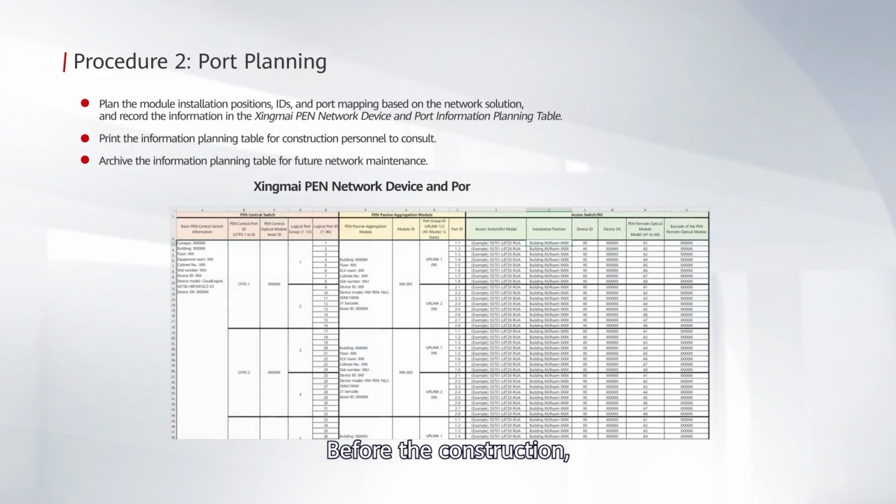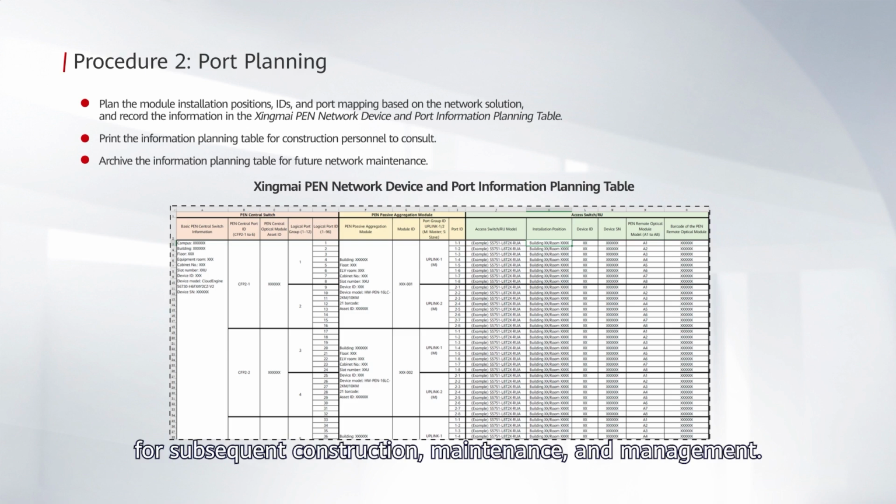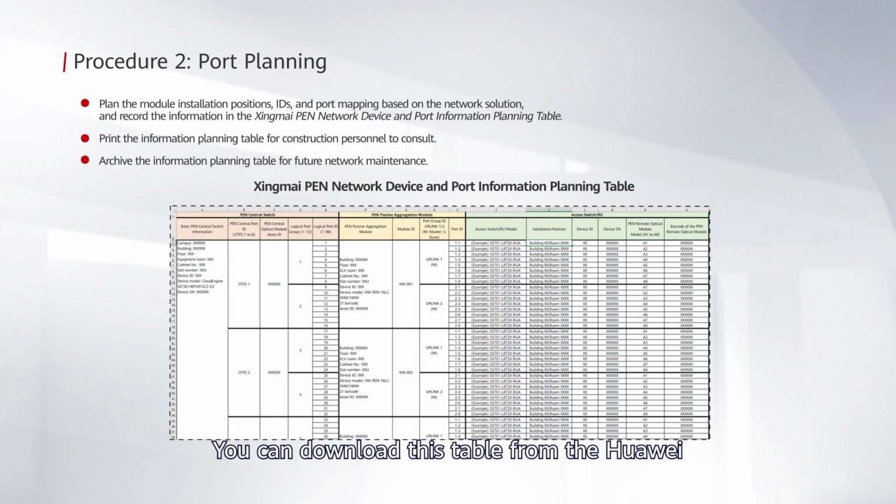Before the construction, plan device IDs and port mapping based on the network scheme design, and record them in the Xingmai PAN network device and port information planning table as a reference for subsequent construction, maintenance, and management. You can download this table from the Huawei technical support website.